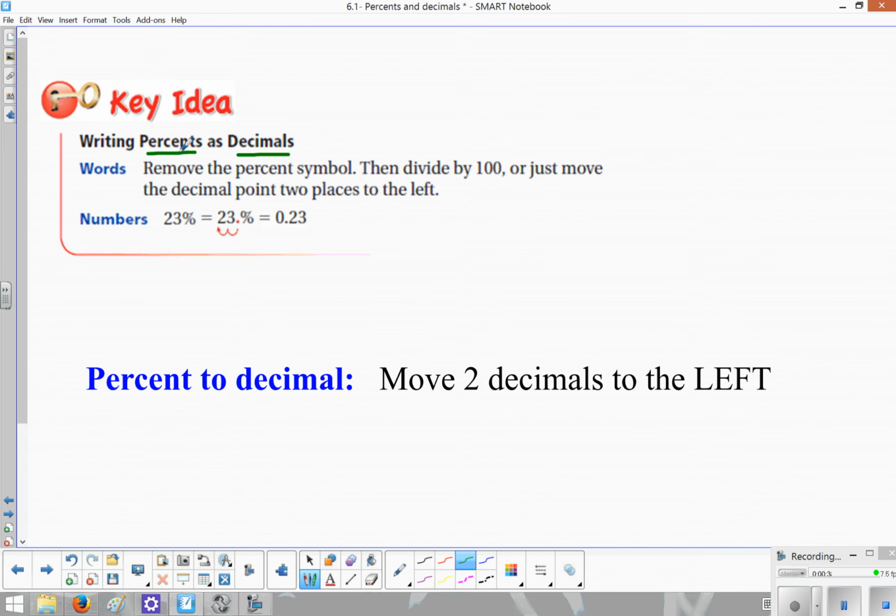So anytime we have a percent, we're going to change it to a decimal. To do that, you have two options. The two options are: remove the percent symbol and then divide by 100, or you can just move the decimal point two places to the left.